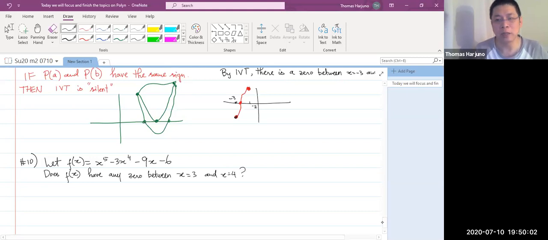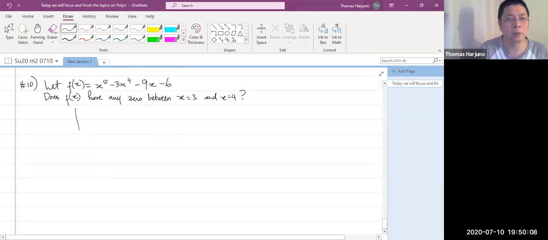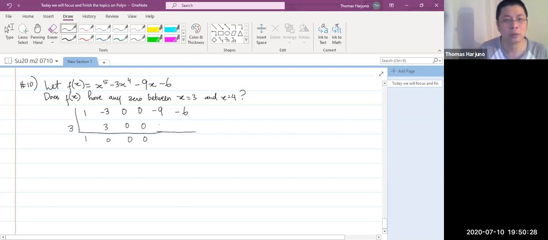Again, you can plug that in, but instead of plugging it in, I will use the remainder theorem. So 1, -3 for degree 4, 0 for degree 3, 0 for degree 2, -9 for degree 1, -6 for degree 0. And then I plug in 3 here. So 1, 0, 0, 0, 0, 0, 0, negative 9, negative 27, negative 33. It's faster, right? I hope you see that it's faster. So f(3) equals negative 33.